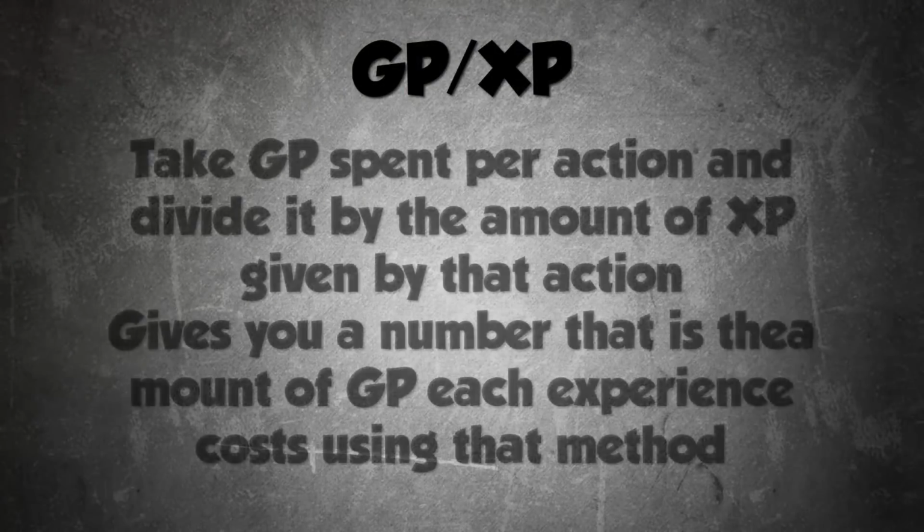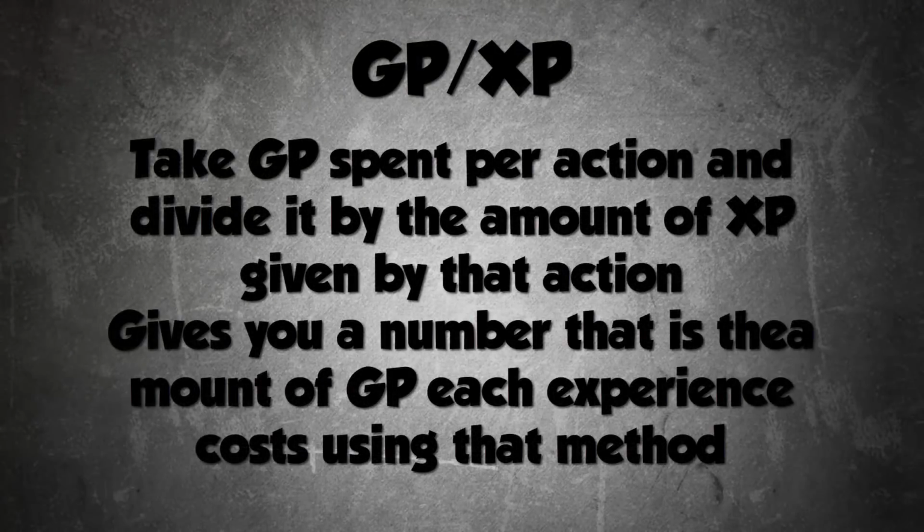So before I get into talking to you guys about how to actually train it, let's talk about a very important concept, and that's GP per XP. If you don't know what this is, well then let me just run it through you real quick. Basically, all you're finding out is the amount of GP it's going to cost you per experience that you're getting. And the way you find this out is you take the GP spent per action, so whatever that is, and you divide it by the amount of XP that you are given for that action. When you do this, it gives you a number, which is the amount of GP that you have to spend per experience that you gain using this method.